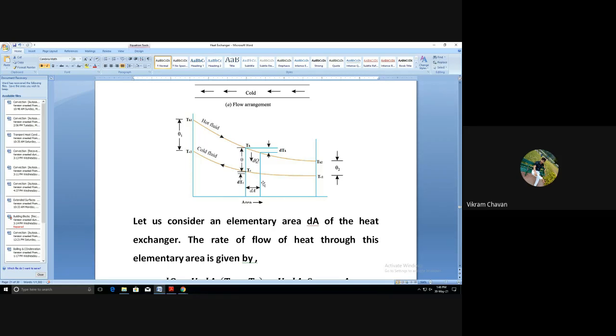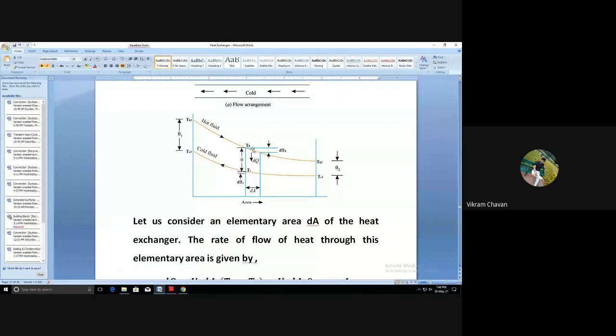So we have to fix only one direction. For one fluid we cannot take the negative x direction measurement, and for the other fluid the positive x direction measurement. So we fix one direction, and only through that direction we measure the temperature. While considering the temperature difference, we always take the next temperature minus the initial temperature.